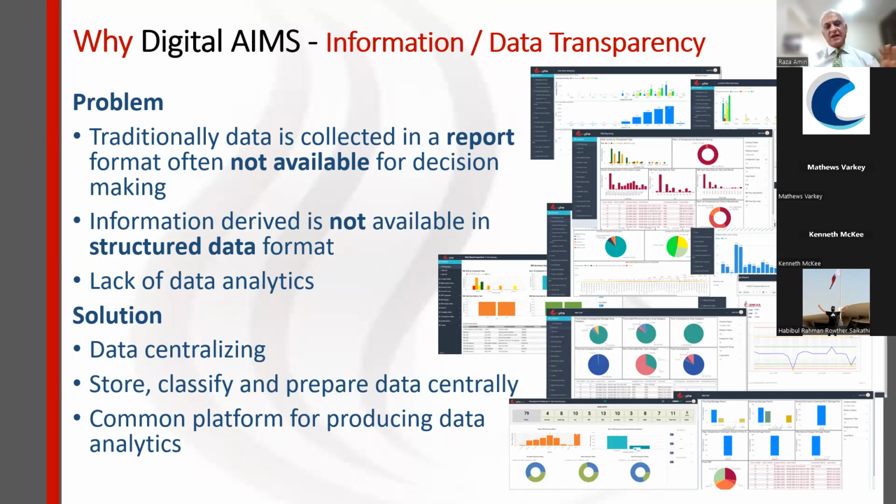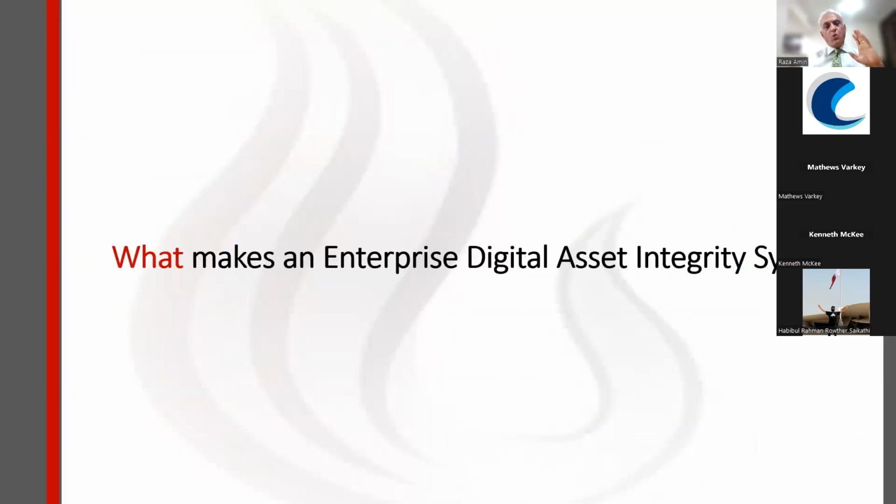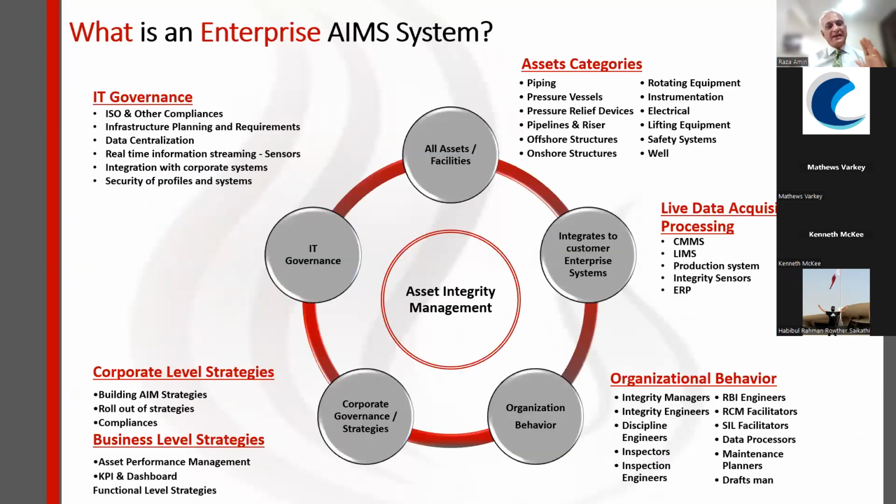So these are some of the challenges that you're seeing, and this is why a digital system, enterprise system, is critical in managing asset integrity. So what is an enterprise system? It is not, as I said earlier, a software, it is an enterprise system. What makes it enterprise? There are 5 pillars.